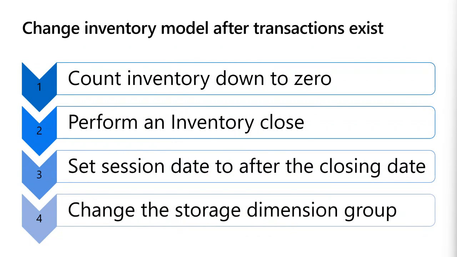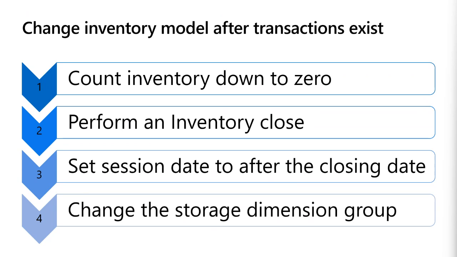If you do have the need to change your inventory model from one periodic type to another periodic type after transactions exist, there's a strict process you should use. First, you'll need to count the inventory down to 0. You'll need to temporarily remove any existing reservations, registrations, and so on that might exist for your transactions. Second, you'll need to perform an inventory close. This is done in the closing and adjustment form found in the periodic area of inventory management.